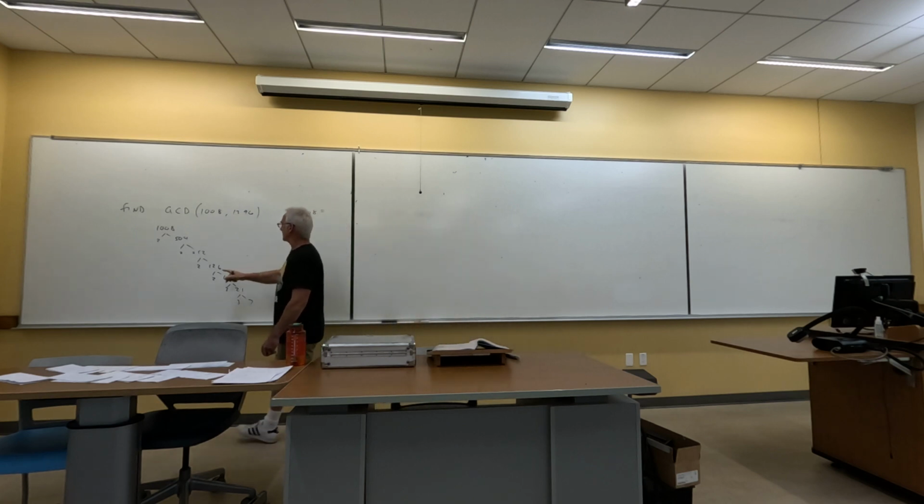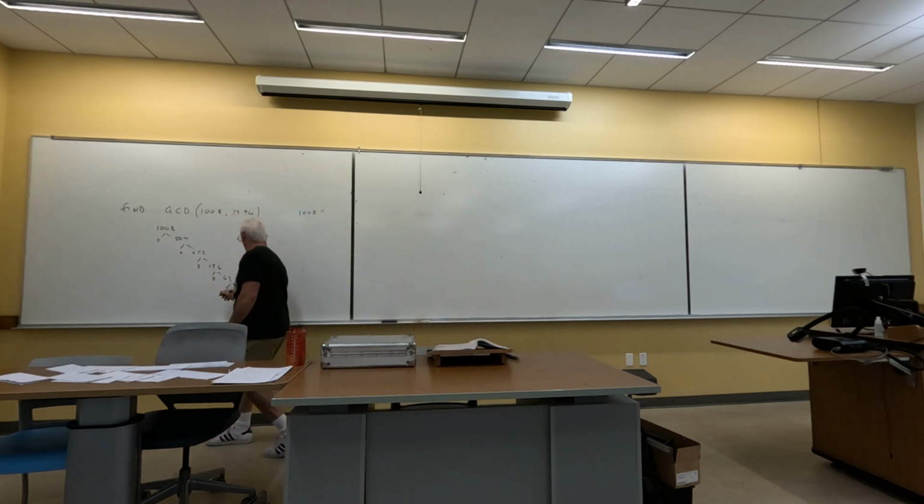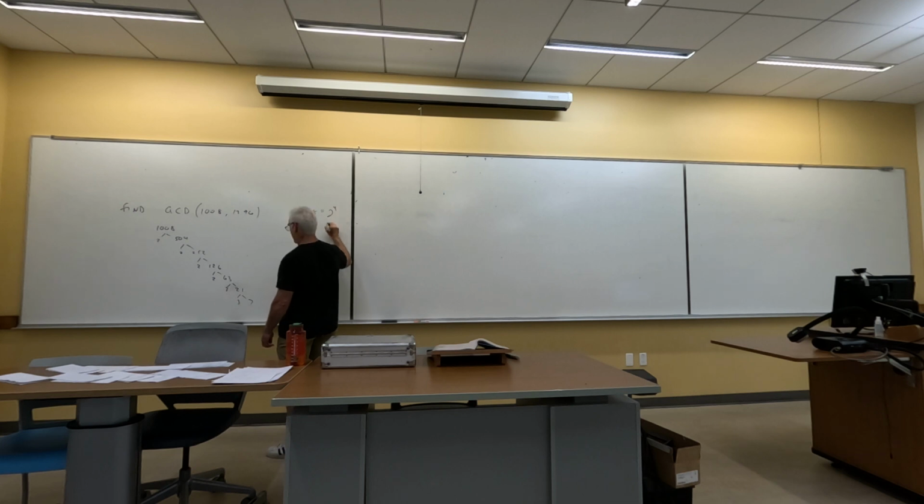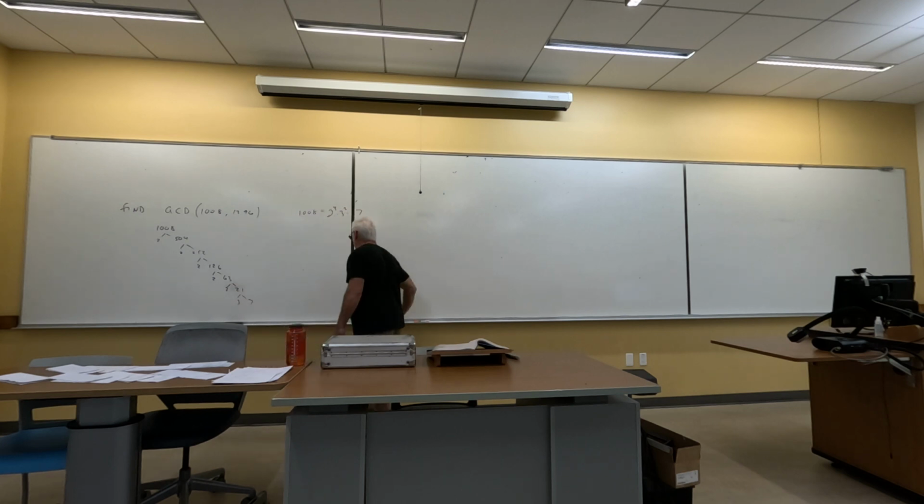So what is the answer here? 1, 2, 3, 4. So 2 to the 4th times 3 squared times 7. This is called the prime factorization. This is unique. The order isn't unique because multiplication is commutative.